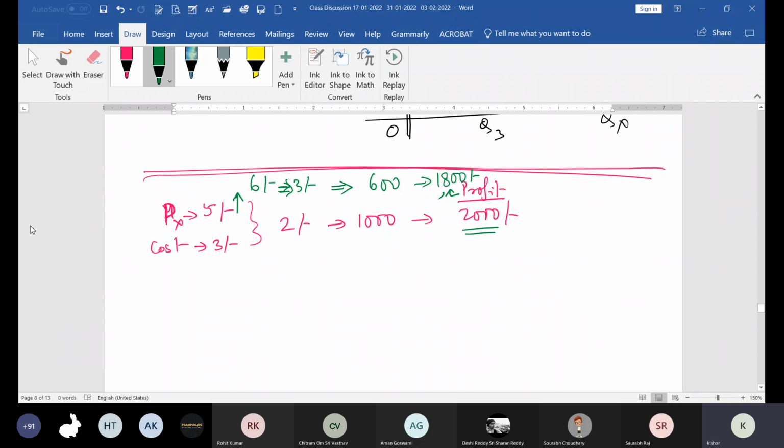You hope that if I increase the price of my product, my total profit will go up. But in reality, you realize that you got only 1800 rupee as profit. Earlier, you used to get 2000 rupee. Instead of increasing profit, your profit may decrease. This is one possibility.